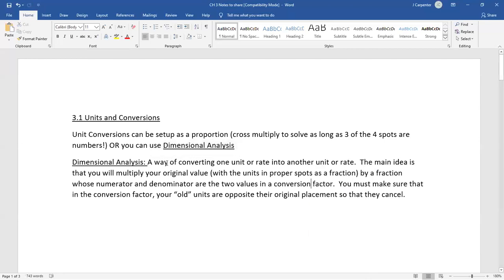Anyways, dimensional analysis. This is a way of converting one unit or rate. We haven't really dealt with rates too much so far. We know that a rate is a ratio, but we haven't played with them. We've just kind of gotten them as answers. We're going to start playing with them soon. So dimensional analysis is a way of converting one unit, like miles, to another unit, like feet, or one rate, like miles per hour, to another one, like meters per second. The main idea is that you will multiply your original value with units in proper spots as a fraction. This is critical. This parentheses note is critical.